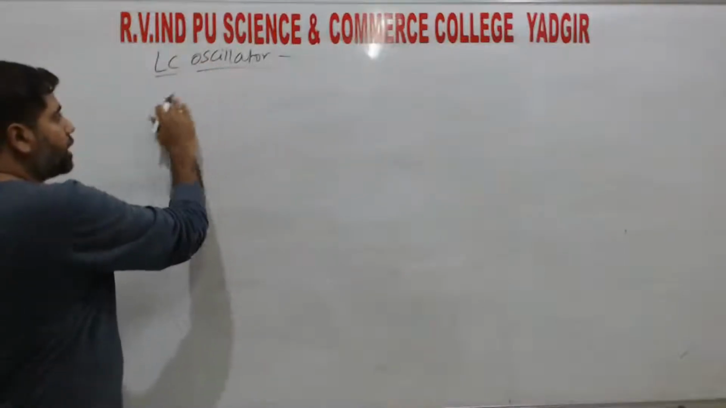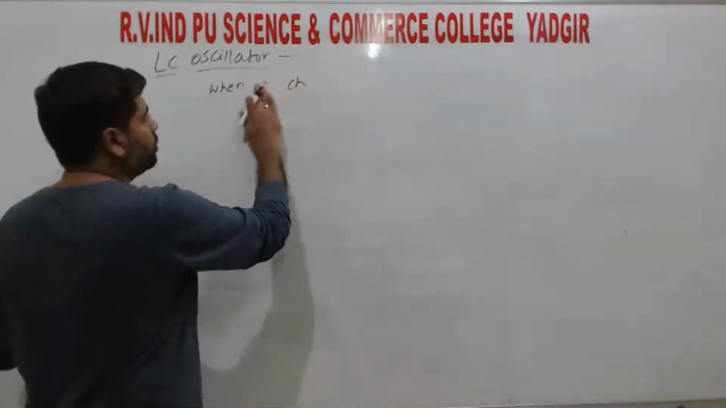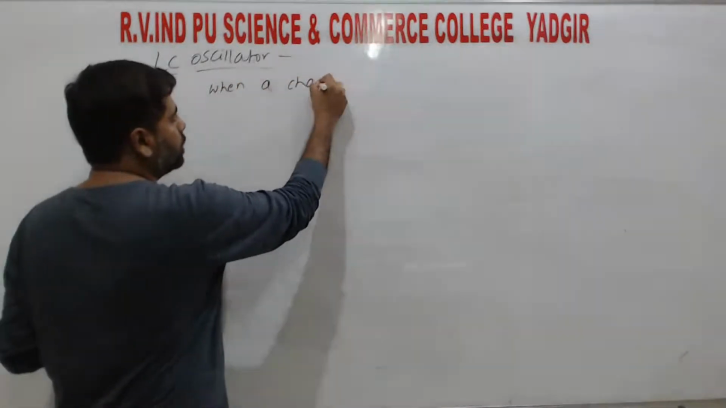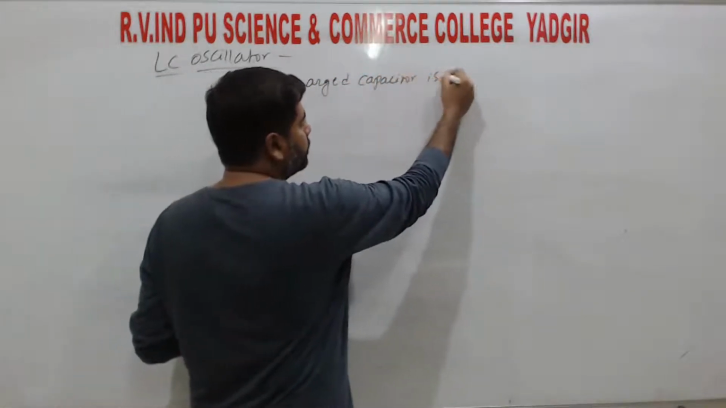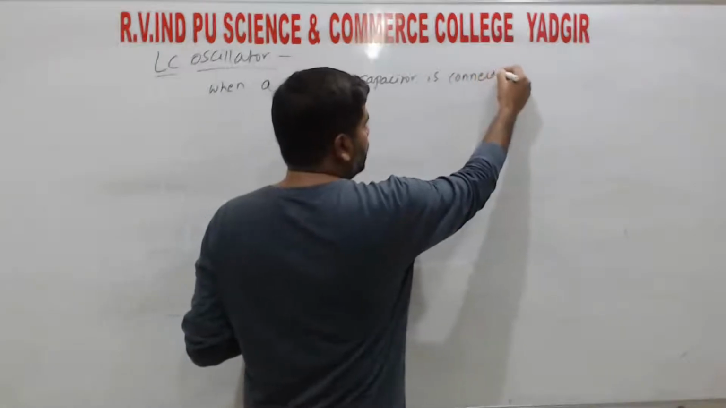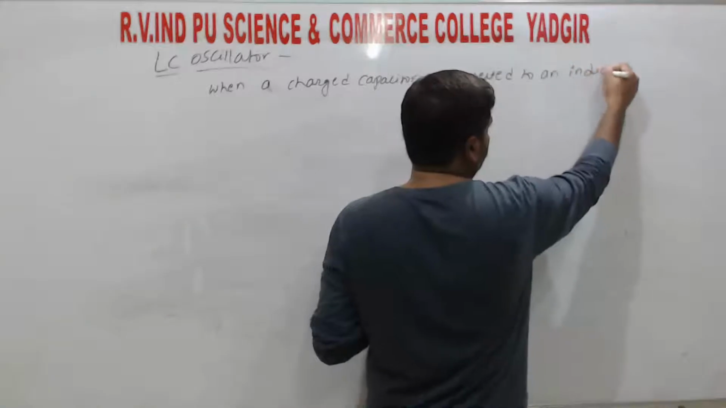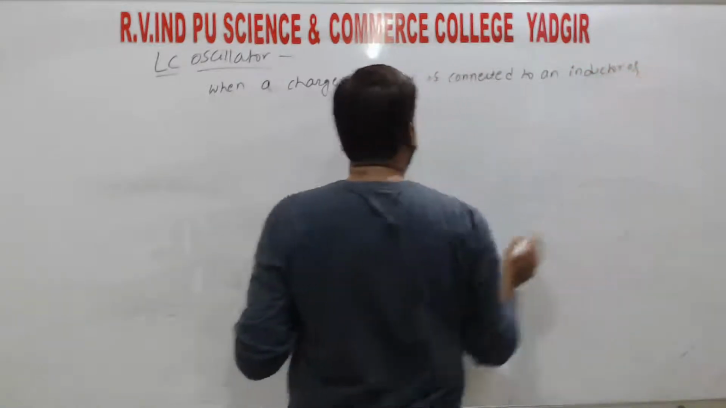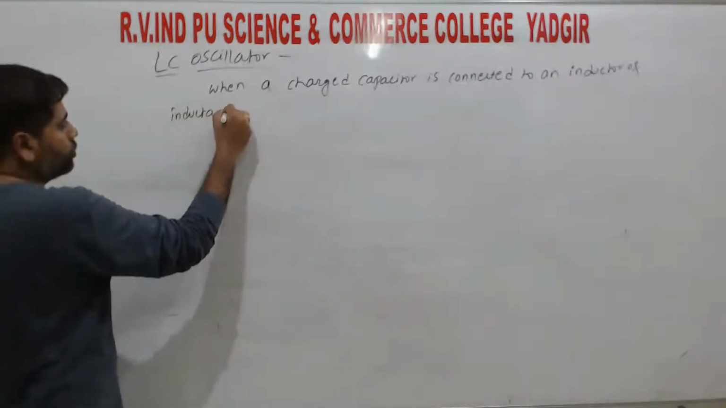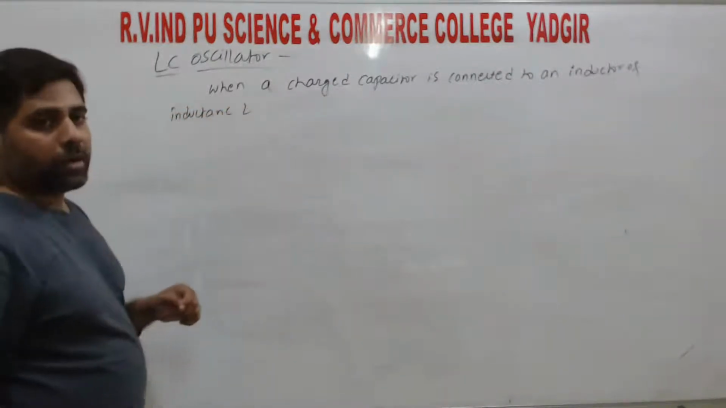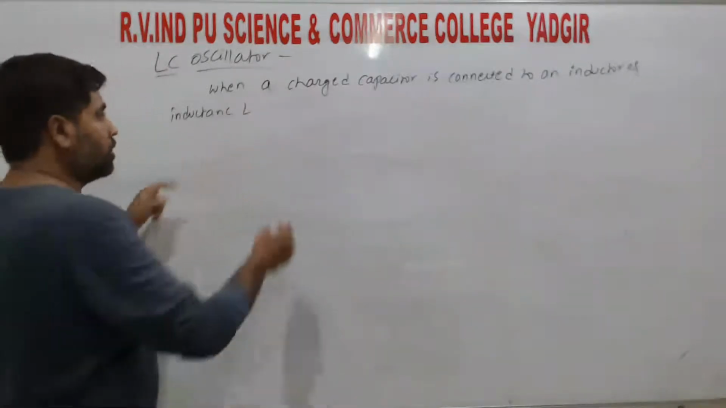So, electrical oscillator: when a charged capacitor is connected to an inductor of inductance L, right? So what are we doing? We are connecting one charged capacitor to an inductor, right?